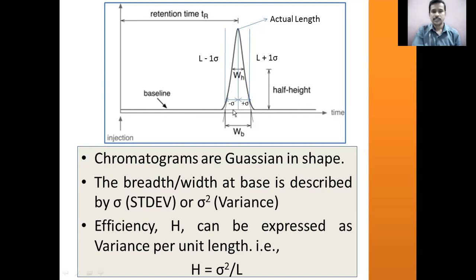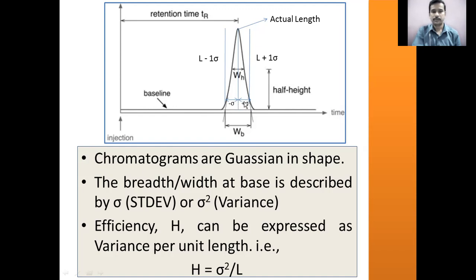So this is very important. Minus sigma is from the center to the left-hand side, to the peak initiation. This is the peak initiation point and this is the peak termination point. This is the center. From TR to the left-hand side, that is to the peak initiation point, it is denoted by minus sigma. From TR to the right-hand side, to the peak termination point, the peak ending point, that is denoted by plus sigma.